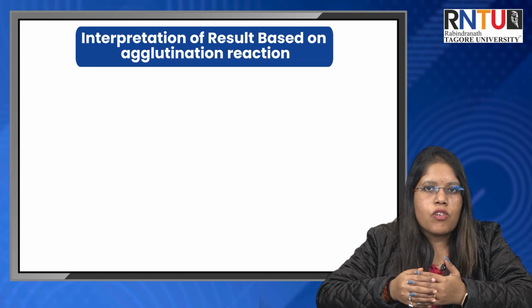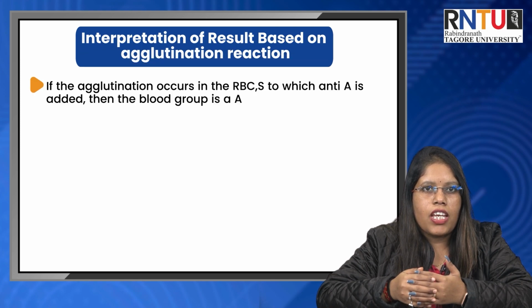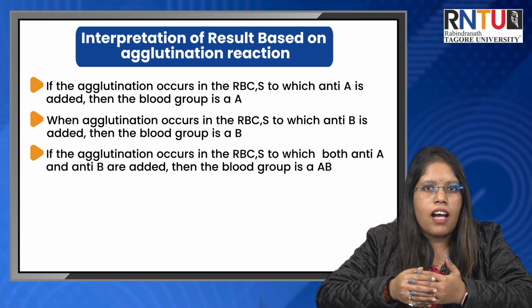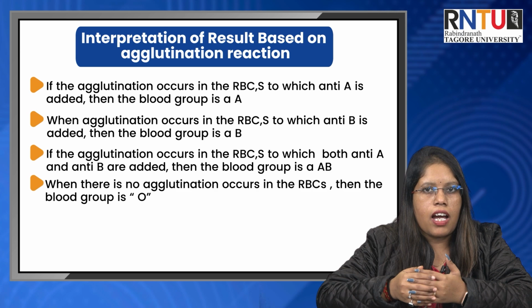Interpretation of result based on agglutination reaction. If agglutination occurs in the RBCs to which anti-sera A is added, then the blood group is A. When agglutination occurs in the RBCs to which anti-B is added, then the blood group is B. If agglutination occurs in the RBCs to which both anti-A and anti-B are added, then the blood group is AB. When no agglutination occurs in the RBCs, then the blood group is O.